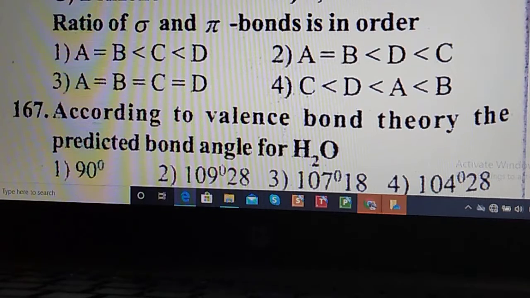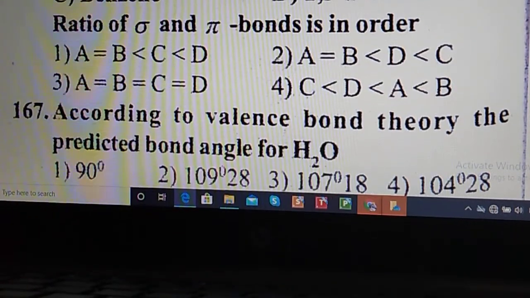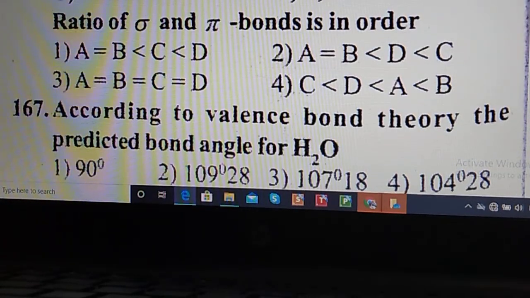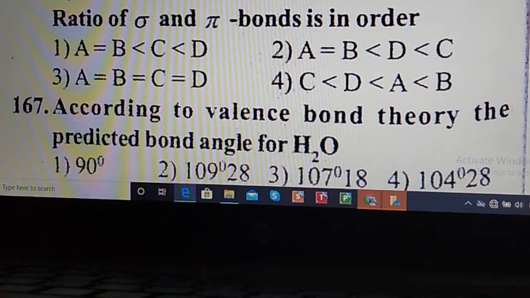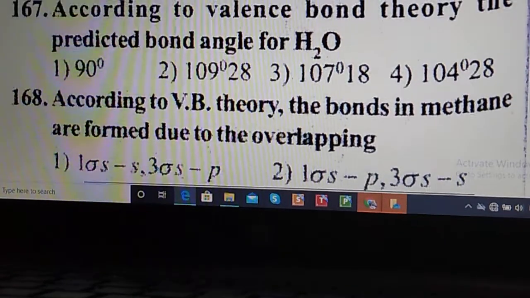Now let us move to 167, student. So 167, what could be our answer, student? Let us see, 167.